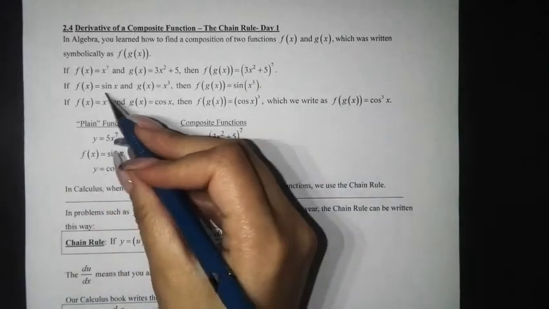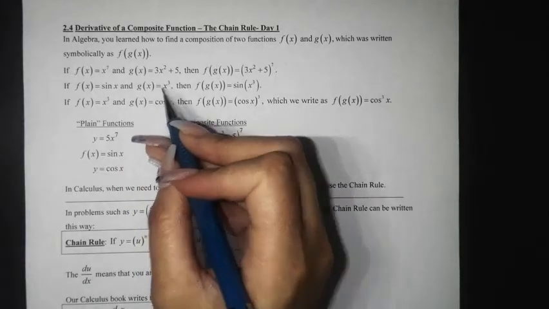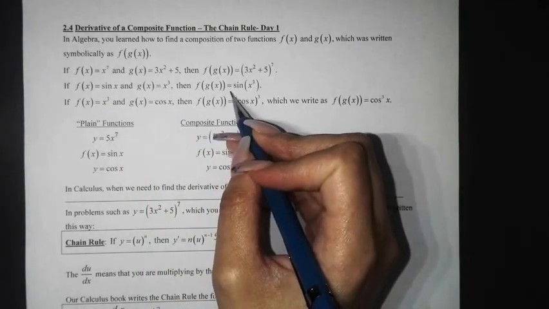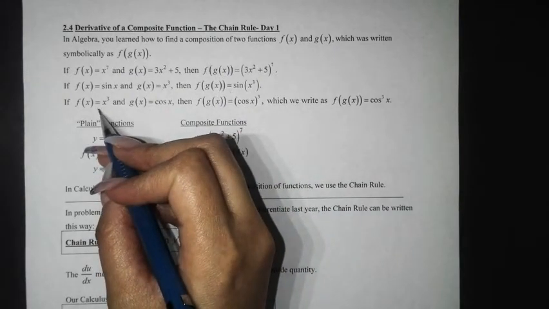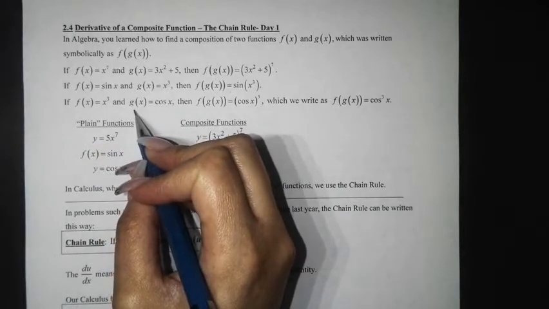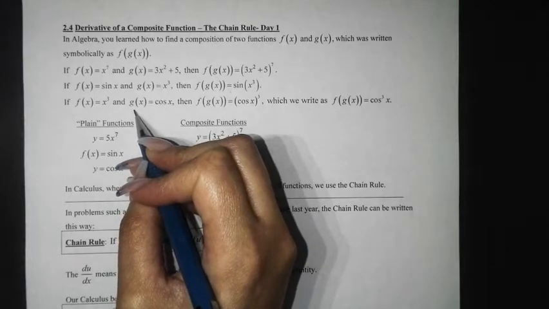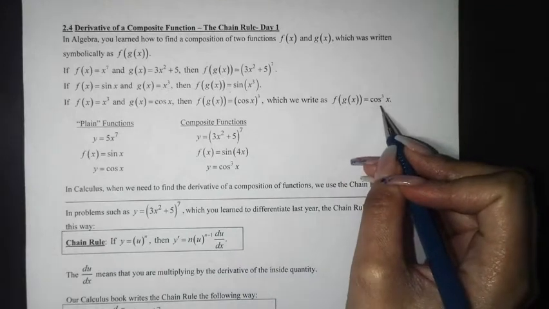Similarly, if f of x is sine of x and g of x is x cubed, then f of g of x is sine of x cubed. Moreover, if f of x is equal to x cubed and g of x is equal to cosine of x, then you know that f of g of x is going to be cosine of x cubed, which we can write as this.